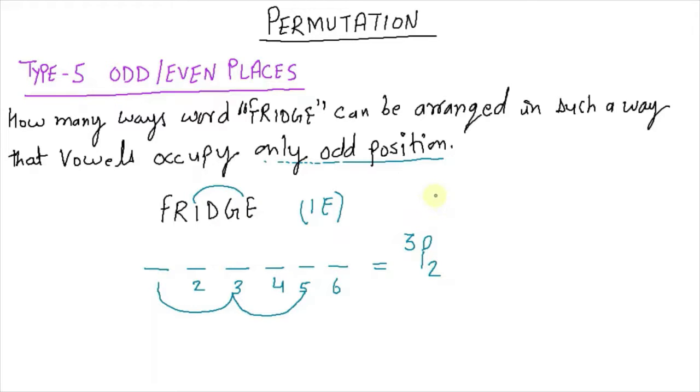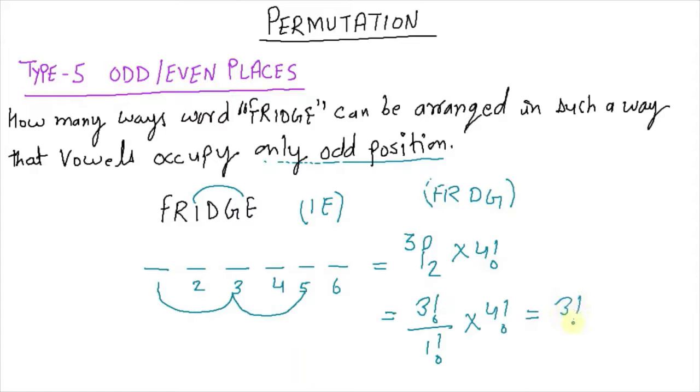What are the remaining letters we have? We have F, R, D, G. So these four letters can be arranged in 4 factorial ways, which can be simplified as 3 factorial by 3 minus 2, 1 factorial into 4 factorial. It is equal to 3 factorial into 4 factorial. By solving this, you can get the answer.